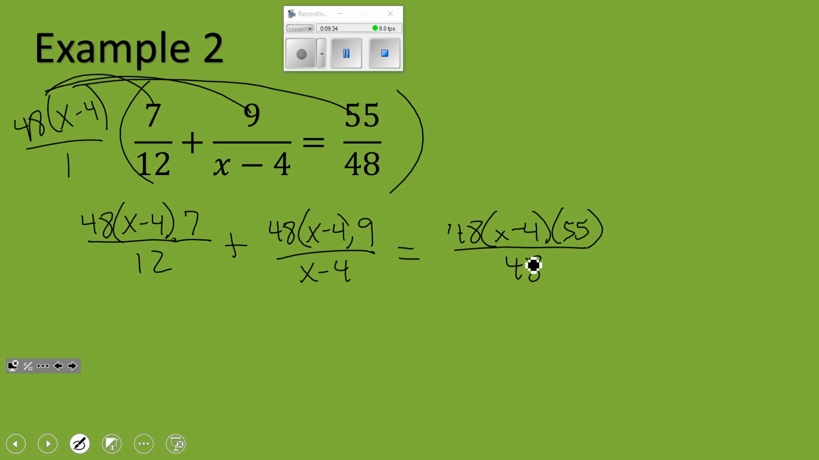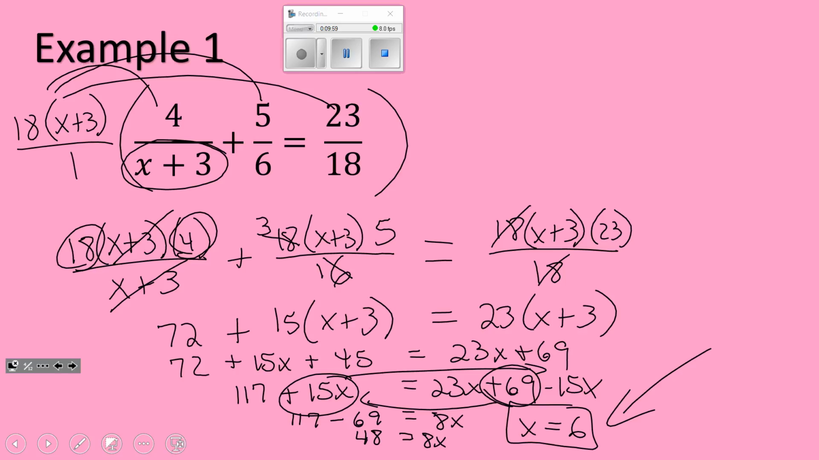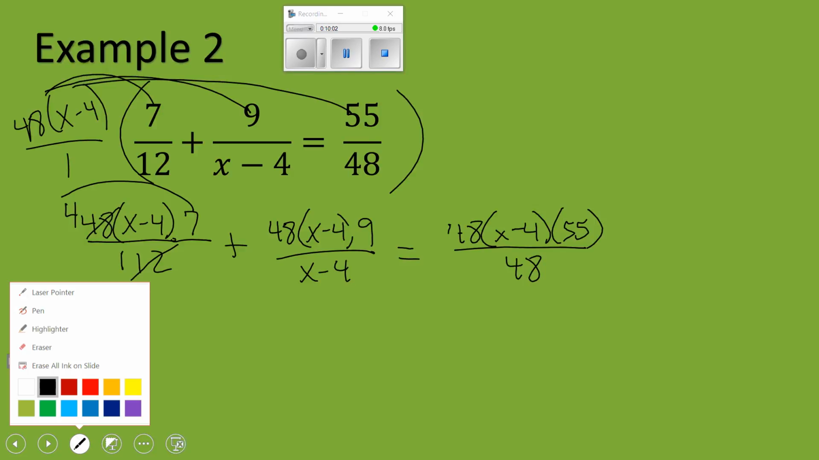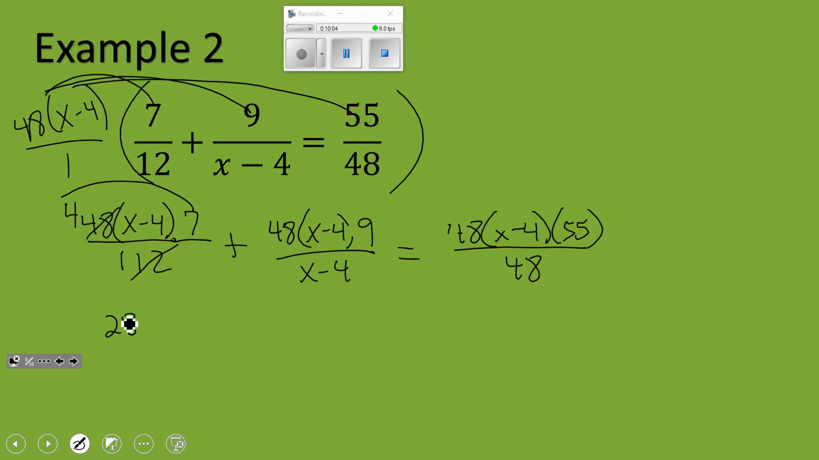So over here, things don't exactly cancel, but they can reduce. What can reduce? Okay, so the 48 can become a 4, and the 12 can become a 1. Now again, you've got 3 things up top. How do you multiply them together? You can't do all 3 at once. I would do the 4 and the 7 first. What would that give you? 28. So 28 times quantity of x minus 4.